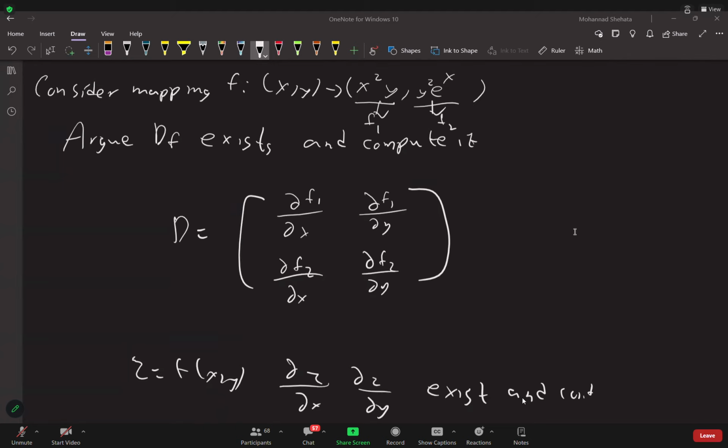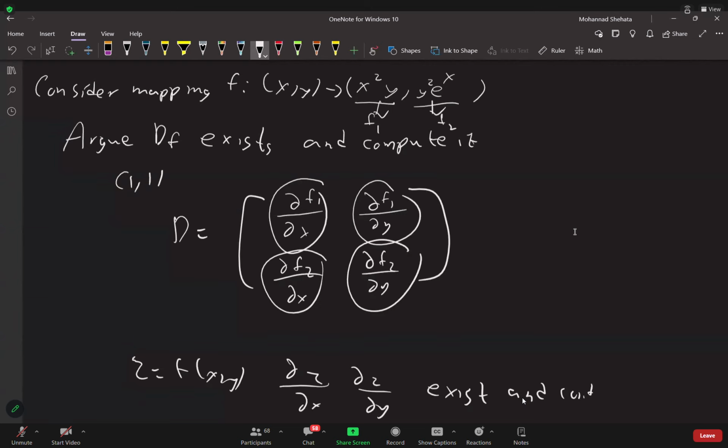By the way, we normally talk about df at some point (1,1) or some point (a,b). So in this case, you're given 4 partials you have to check. All 4 of these partials have to exist in a neighborhood around x and y.